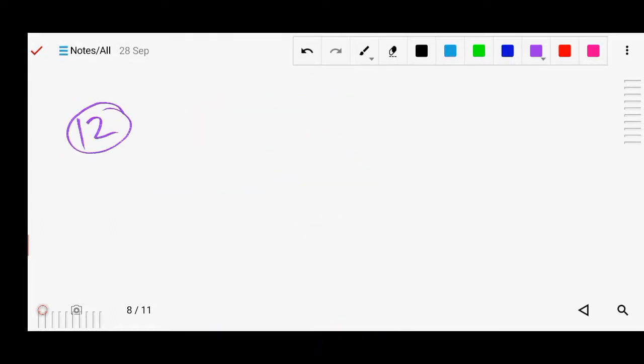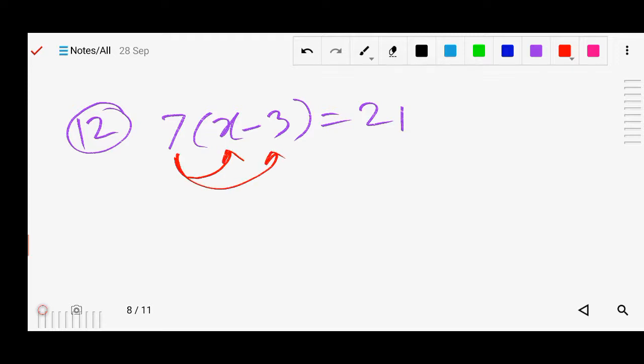Number 12 is 7(x minus 3) equals 21. So here what you will do, in the bracket, as you have already studied, if there is a number before the bracket, it will multiply with x and also with the 3. So 7 into x, first 7x, there is a minus sign, so write minus. 7 into 3, 21, equals 21.